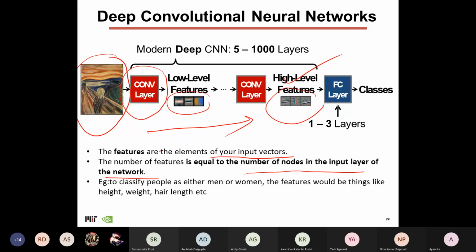Next, here one example is given: you are trying to classify, from your data set, whether one input is a man or woman. For that, you are considering input features like height, weight, hair length, etc. Those are the features you are considering in your input layer. And the more the number of features, the more the number of nodes in your input layer.